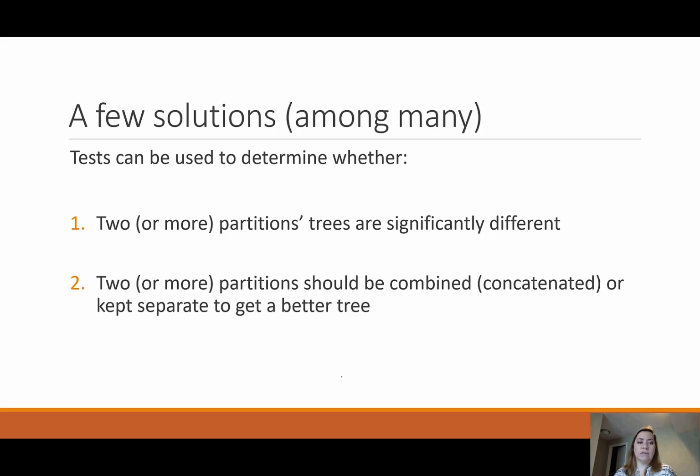And the second test will allow us to decide whether, if we have two different partitions or more, we should combine those partitions, and will that perhaps give us a better tree? When we combine two different partitions' data sets, we call that concatenating. So a concatenated data set is one in which two partitions' data sets are combined. So we're going to talk first about the first test.